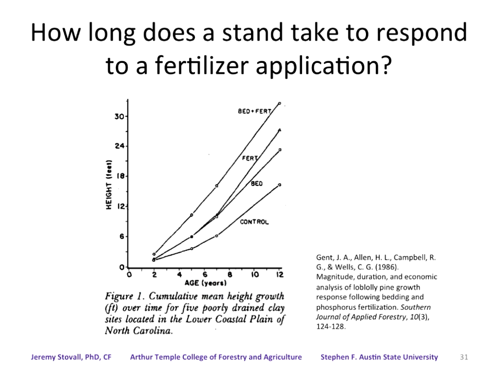Here's some data. You see the citation down here from a Southern Journal of Applied Forestry publication, including Lee Allen as a co-author. But what they looked at in this study were some of these lower coastal plain sites with poorly drained clay soils that they knew were phosphorus limited. And what we found here is a control treatment, a treatment that they bedded only, a treatment that they fertilized with phosphorus at establishment only, and a treatment that they both bedded and fertilized with phosphorus at establishment.